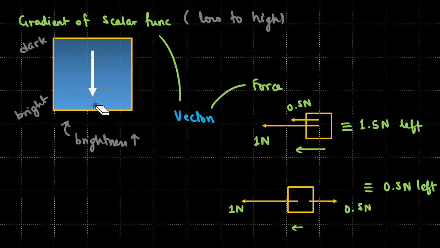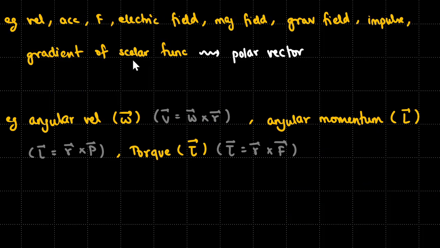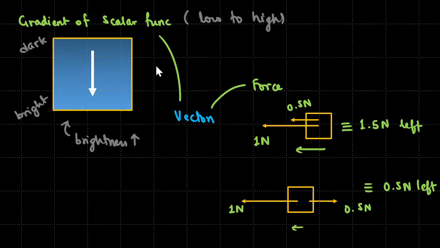It also follows laws of vector addition. So that's why gradient of a scalar function is going to be a vector. So now we talked about force. We talked about gradient of scalar function. If you look at them, they are always represented by straight lines. A straight line with the arrow, but they are always straight lines, right? That's why these are polar vectors. So these two are polar vectors.